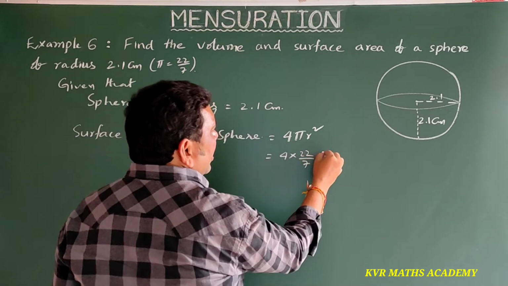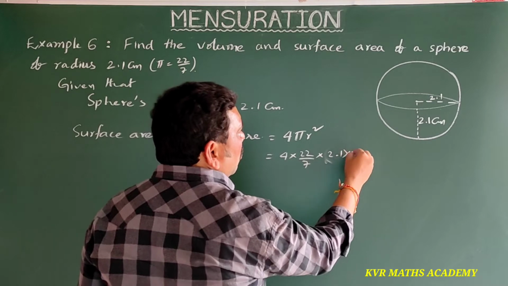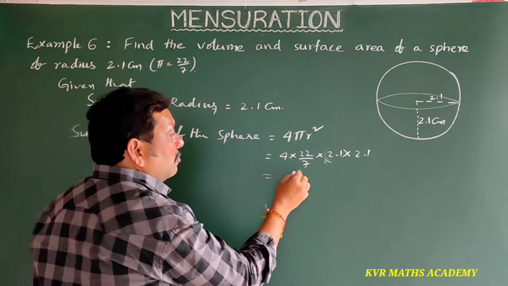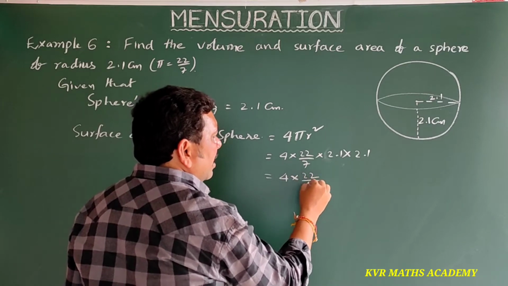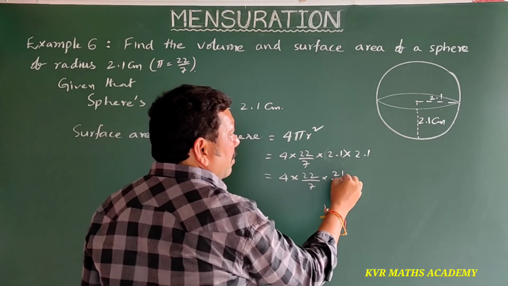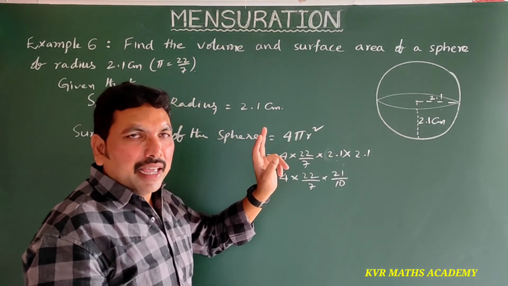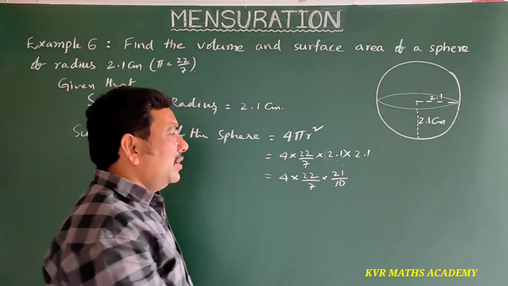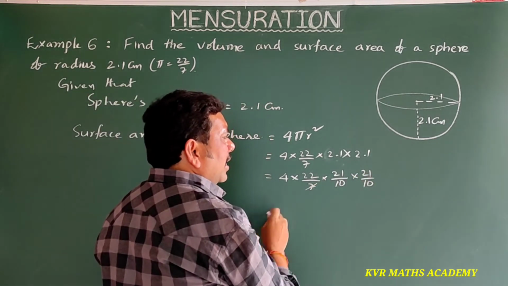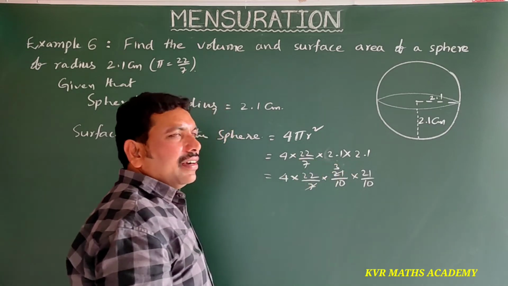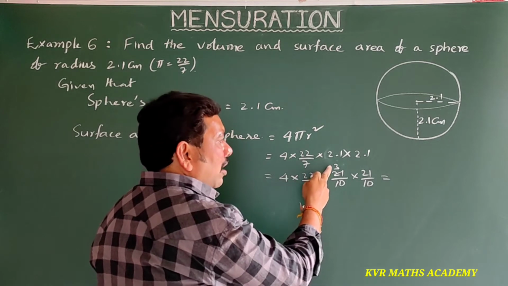That is equal to 4 into pi, 22 by 7 into r square, 2.1 whole square. 2.1 whole square means 2.1 into 2.1. So for better calculation, write like this: 4 into 22 by 7 into, this is 21 by 10, no? After the point one digit is there, that's why by 10 we have to keep. So into 21 by 10. 7 how many times here? 7 3s are 21, right? That is equal to, see, 4 3s are 12.